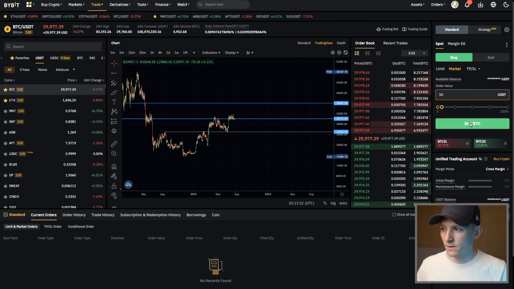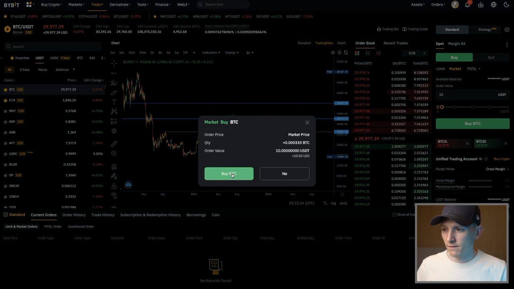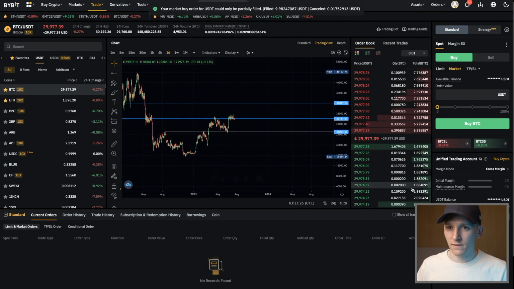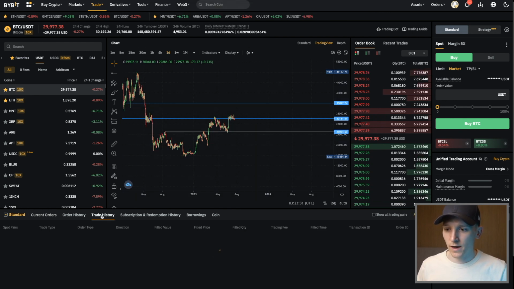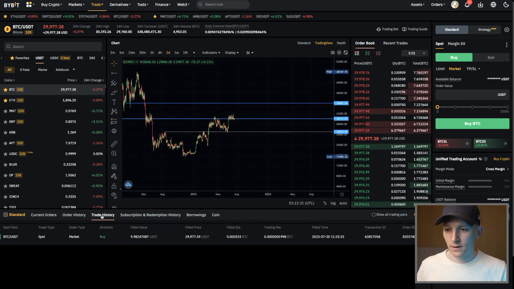So I'm going to buy BTC. I'm going to press yes. And that's traded instantly for me. You can't see at the bottom, but it says order traded successfully. Come to your trade history. We can see down here, I have a Bitcoin US dollar spot trade.